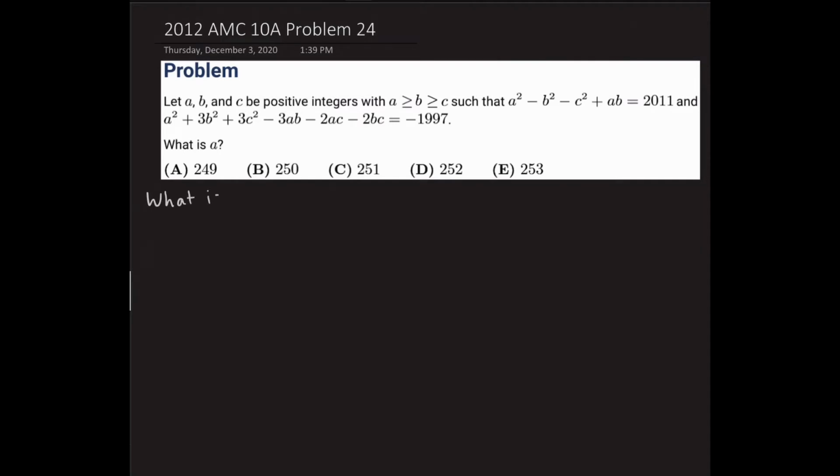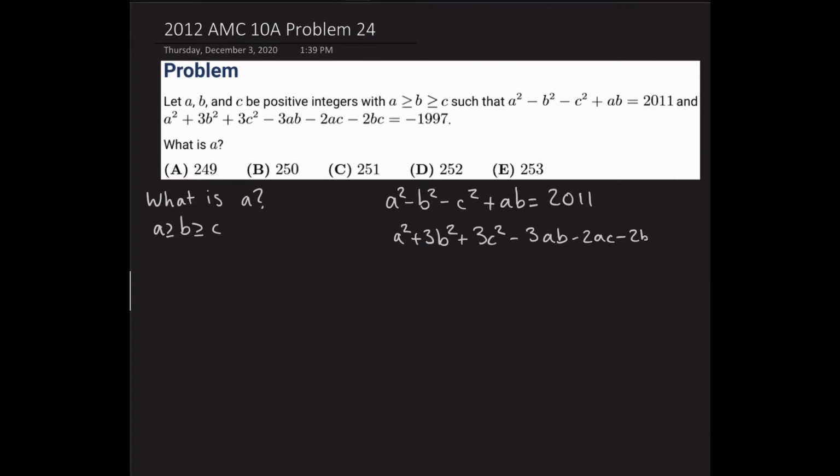So the question's asking for what a is, and we know a is greater than or equal to b is greater than or equal to c, and then we also have these equations right here. Plus ab equals 2011. Then we also have a squared plus 3b squared plus 3c squared minus 3ab minus 2ac minus 2bc equals negative 1997.